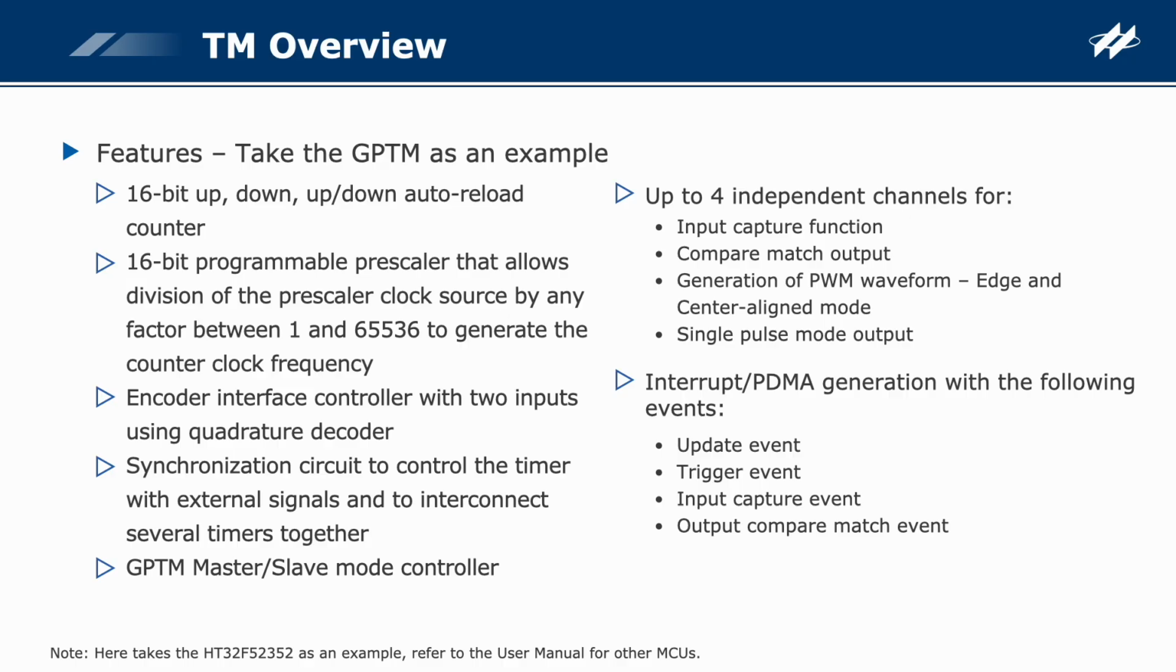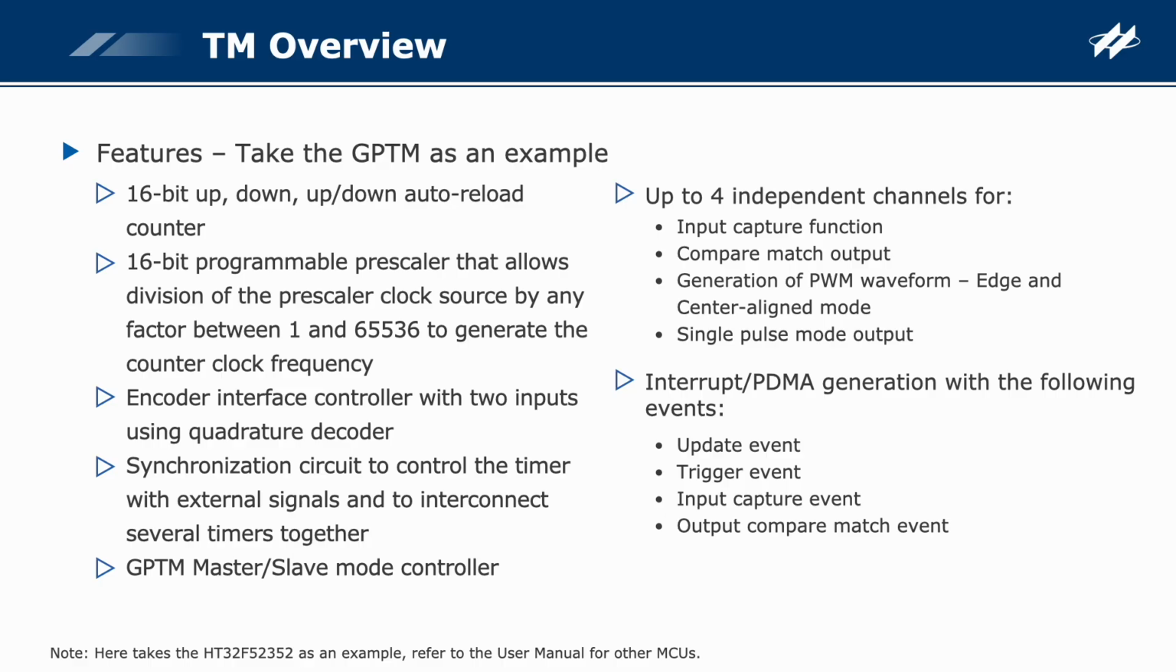The GPTM supports an encoder interface controller with two inputs using a quadrature decoder. The SCTM, PWM and MCTM do not have the quadrature decoder. However, the MCTM supports three-phase motor control and Hall sensor interface. The GPTM and MCTM can be internally connected together for timer synchronization.